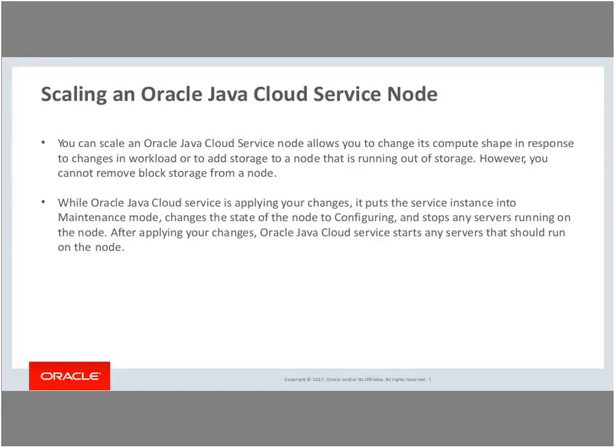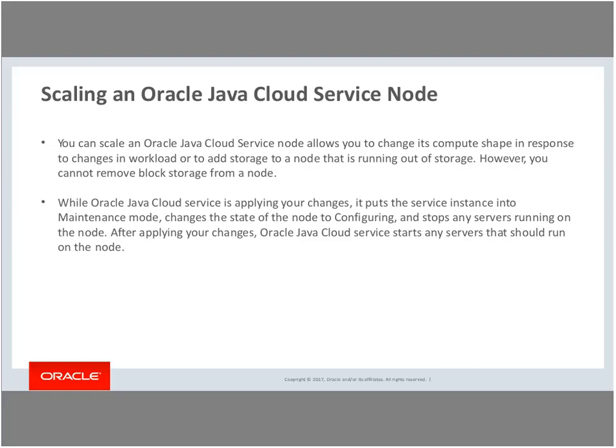Or once the demands are met and no longer exist, you may want to do a scale-down operation in order to reduce the number of OCPUs on the node. So you can scale an Oracle Java Cloud Service node, which allows you to change its compute shape in response to changes in workload, or to add storage to a node that is running out of storage. However, you cannot remove block storage from a node, as I said.